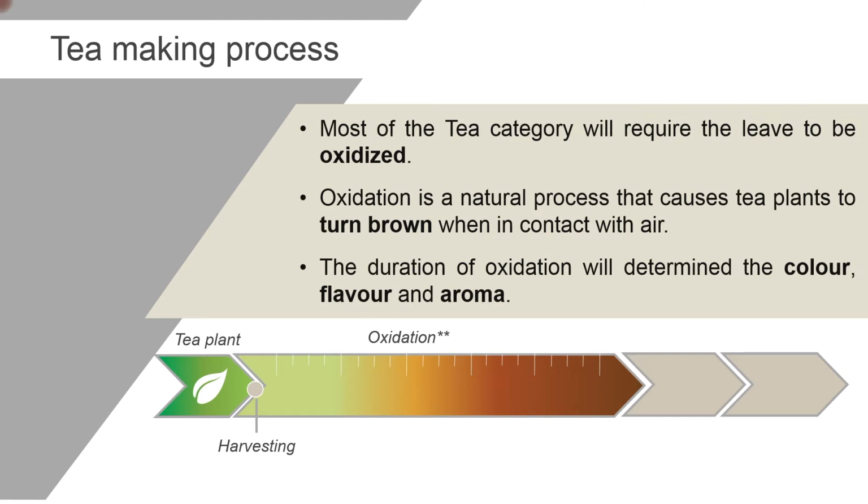Oxidation. Most of the tea categories will require the leaf to be oxidized. Oxidation is a natural process that causes tea leaves to turn brown when in contact with air. The duration of oxidation will determine the color, flavor, and aroma.